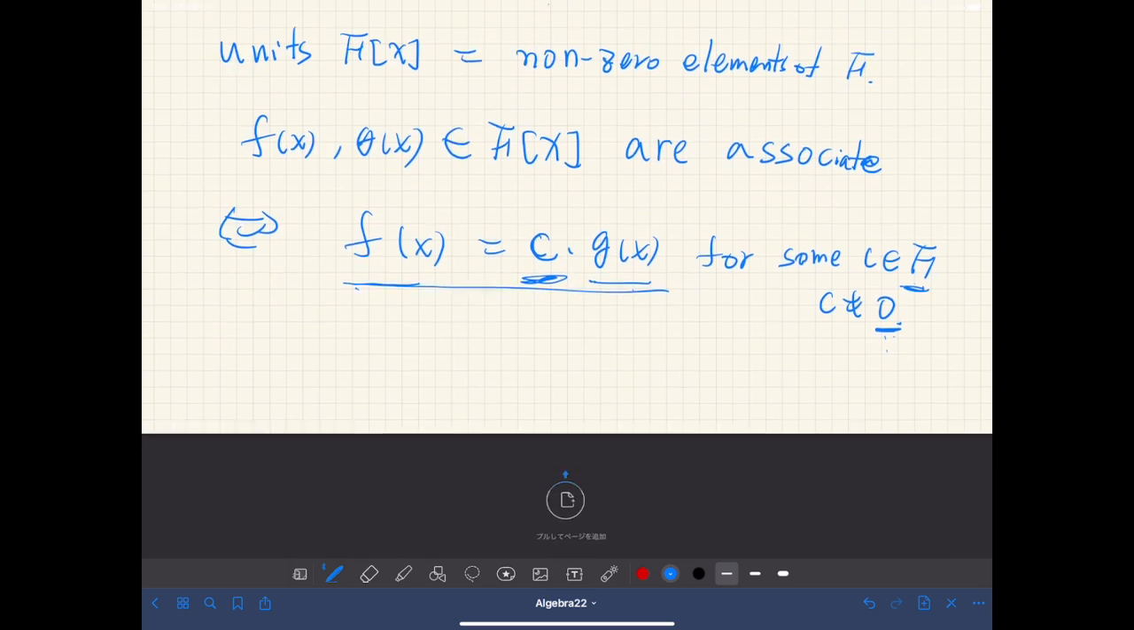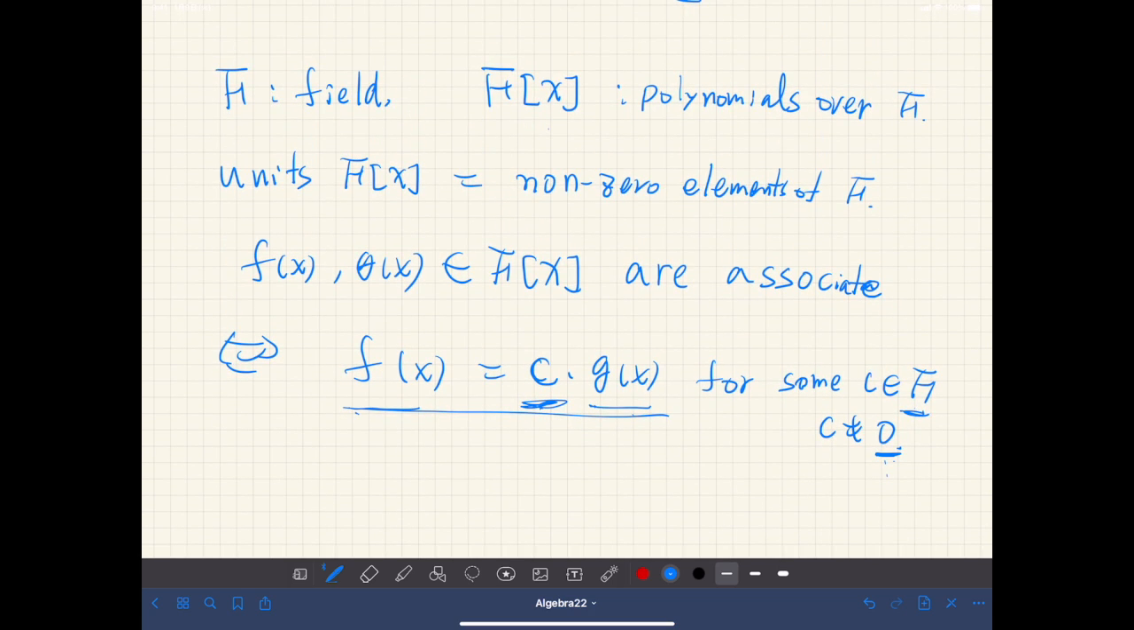Okay, so of course, since c is non-zero, we can divide both sides by c. Therefore, g of x can be expressed as c inverse times f of x. And c inverse is, of course, an element of F, because by definition every non-zero element of a field can be inverted. So we can always find c inverse within F.